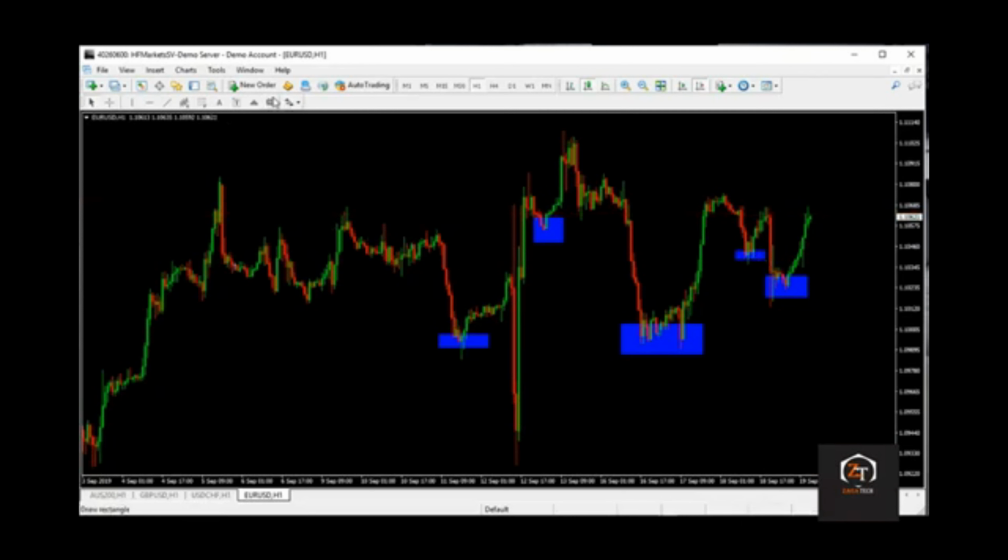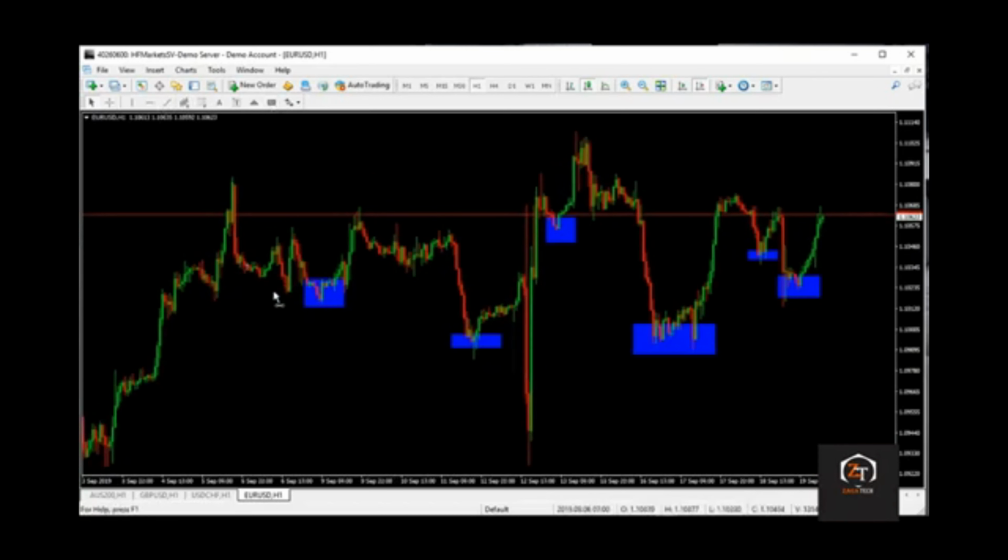You understand? This is the area of support. Now let's take a look at another support again, like this one here. See this? It's also a support here. So what happens here now?